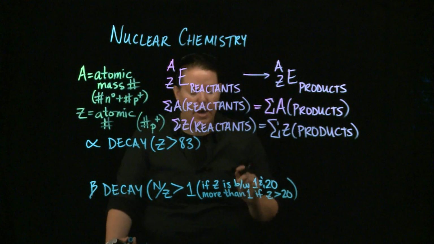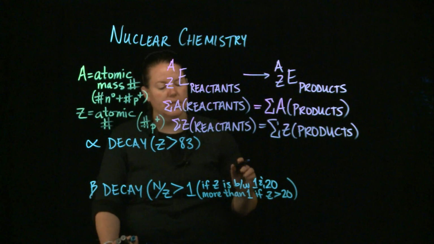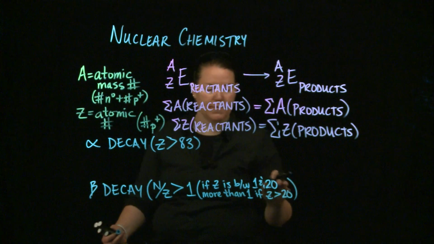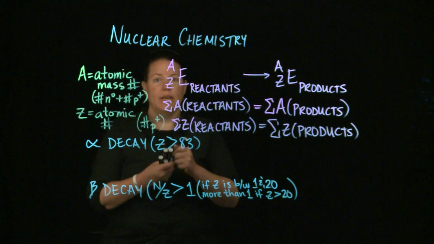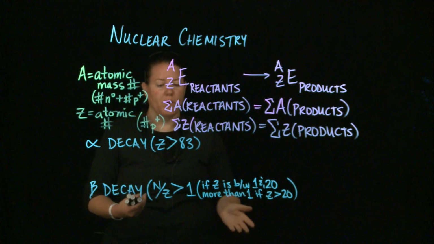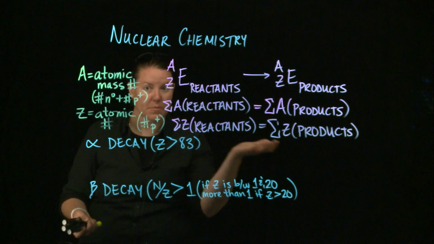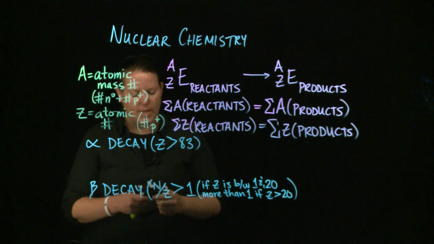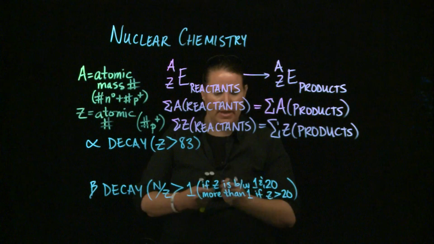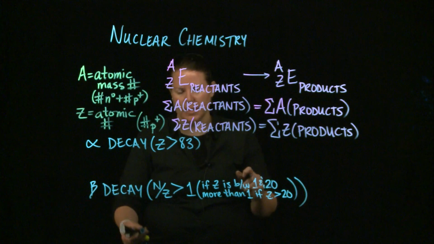Okay, the highest this gets is about 1.5, and I've talked about that in other videos, but it gets to about lead, it's about 1.5. So it's not like it gets to 2 or anything, it gets to about 1.5. Okay, so that's kind of what beta decay is, or how we predict it at least.